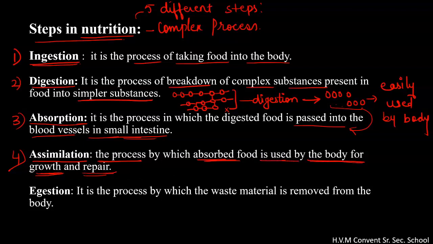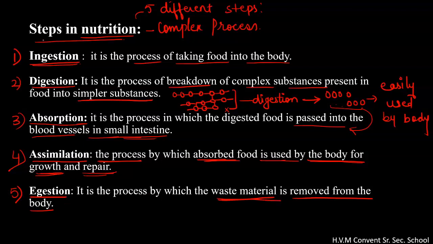So now we have used the nutrients that were present in our food for growth and repair of our body. Then there is waste material left out from the food. So this would be the fifth step, that is egestion. What happens in the process of egestion is, the waste material is removed from the body. The waste material that is left after absorption and assimilation is removed from the body. So it is the process by which waste material is removed from the body.